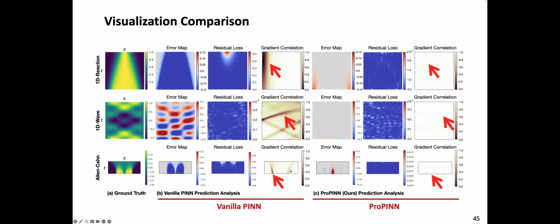One short question. How expensive is it to compute this gradient correlation? Because it looks like a matrix, right? And you have derivatives with respect to the parameters. So if your network is big, it may be a bit expensive to compute that, right?